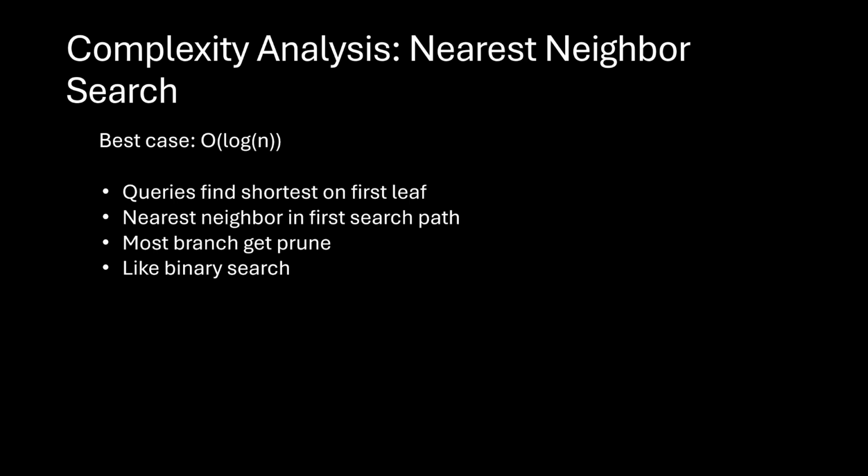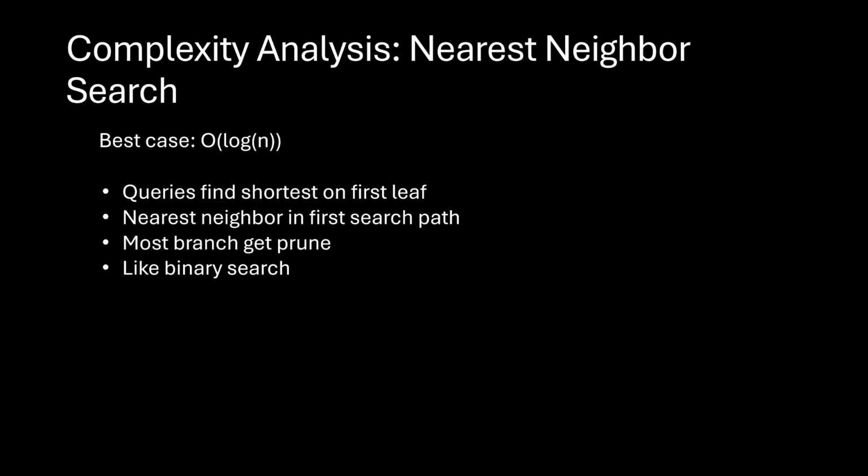A situation where this could happen is if the query finds the shortest on the first leaf. So the first step of the algorithm is to move to the leaf node. But if that leaf node is the shortest, then we don't have to find anything else. It's basically like a binary search. In the worst case of binary search, you have to move all the way to the leaf node. Not n log n, log n, since it has log n depth. For the balanced tree, most branches get pruned.